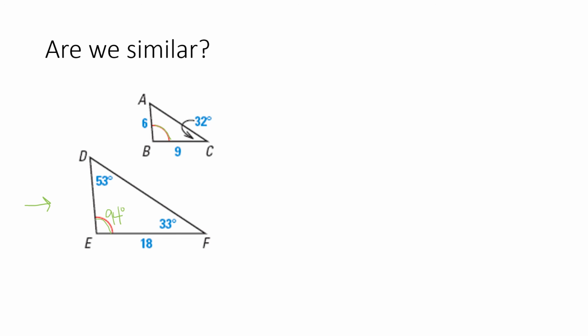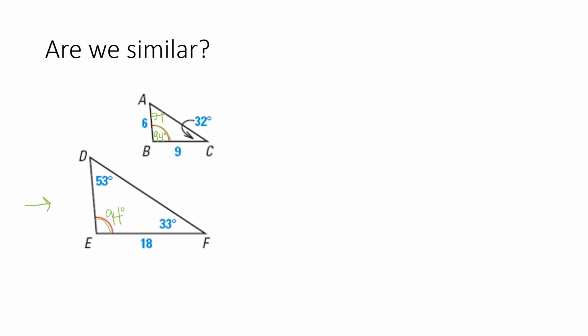So if this angle is 94 degrees, I think it's safe to say that this angle up here is 94 degrees because they show me that they are congruent. So now I know that one angle in ABC is 94 and the other angle is 32. So if I add those together and subtract that number from 180, we are going to get 54. So angle A right here is 54.